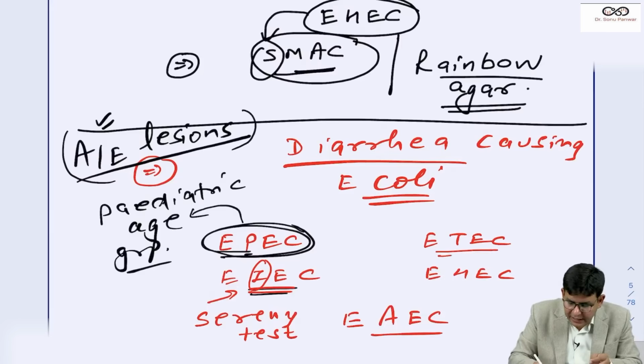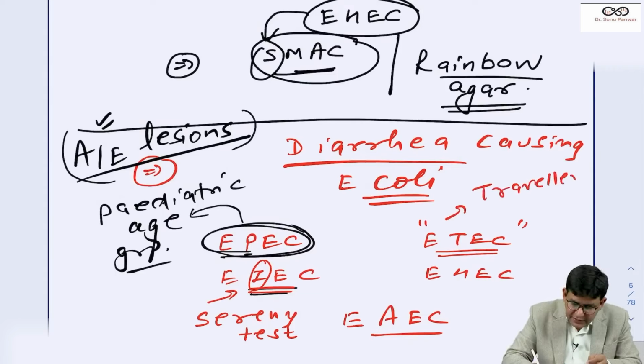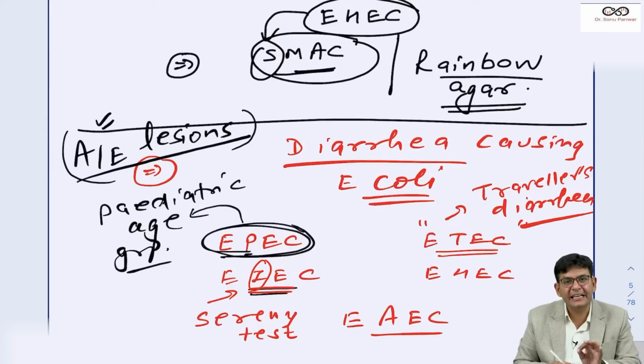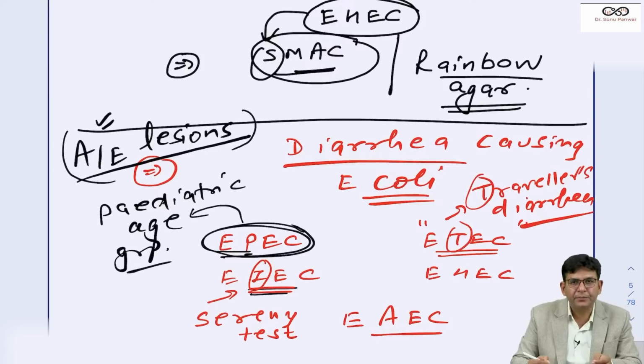Fine. Then you have ETEC. ETEC is enterotoxigenic E. coli, and this you already know. This is traveler's diarrhea, most common cause. The most common cause of traveler's diarrhea worldwide is ETEC, enterotoxigenic E. coli. Is it fine? Now, how to remember? T for T.